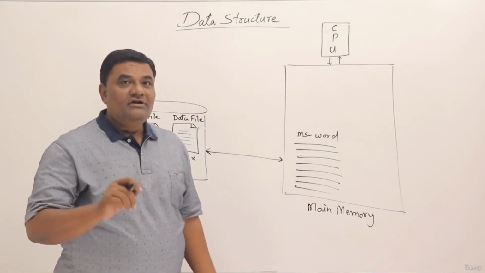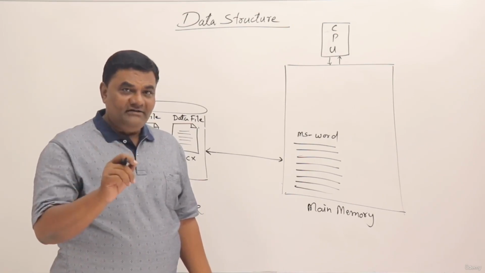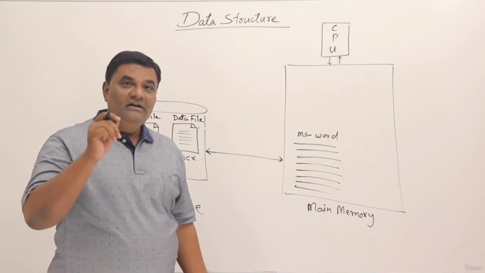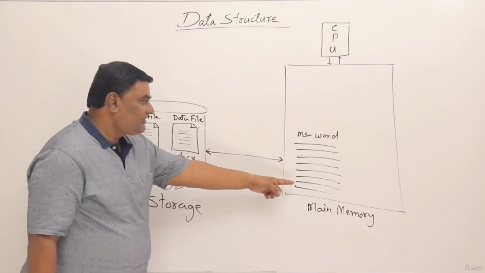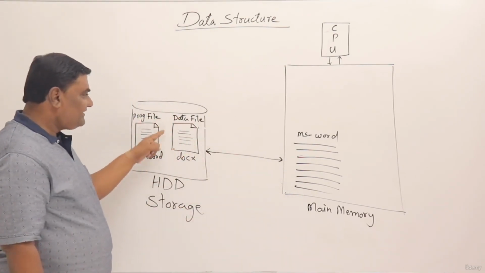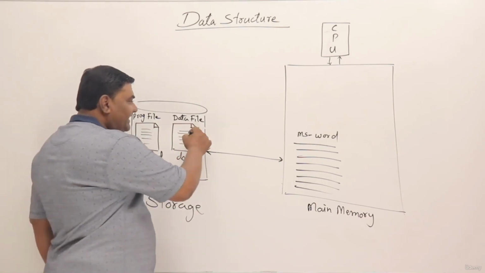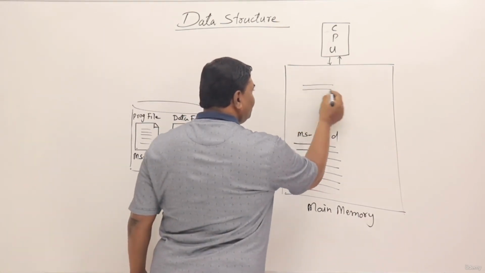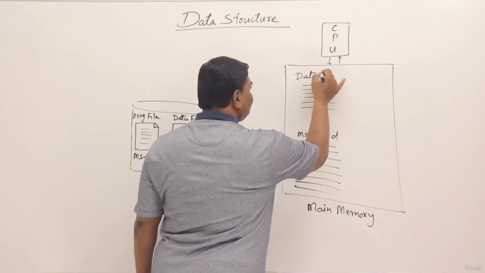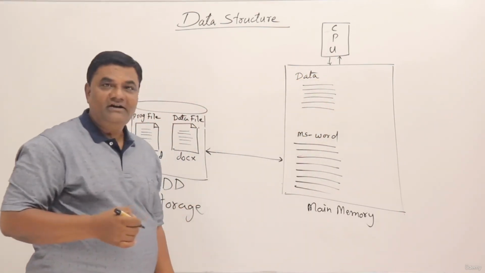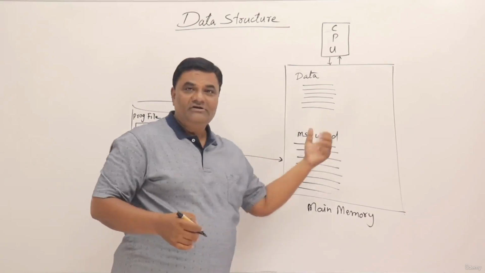Now, if you want to open a document file in your MS Word application, suppose this program wants to access this data in this file, then this data also has to be brought into the main memory. So let us say this is data, or this is some Word document file. So data is also brought into the main memory.